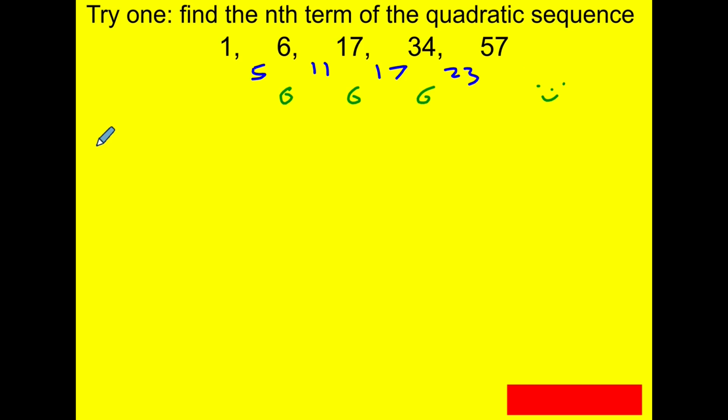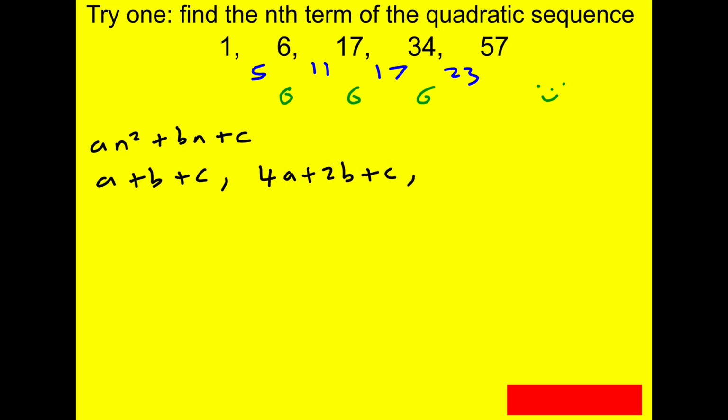Next, write down our general quadratic sequence: an squared plus bn plus c. And substitute in. n is 1, n is 2, n is 3. We don't need to worry about the rest of them. We're going to get a plus b plus c, 4a plus 2b plus c, and 9a plus 3b plus c.